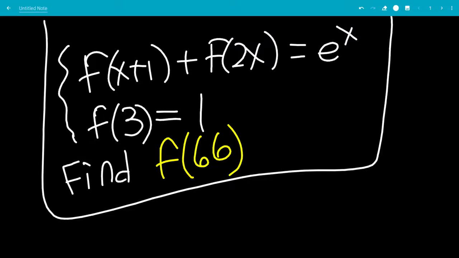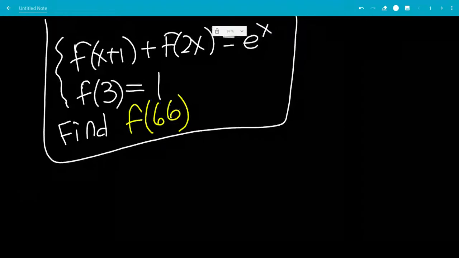In this video, we're going to solve the functional equation f(x+1) + f(2x) = e^x, f(3) = 1, and we want to find f(66). I made up this problem, so please let me know in the comments what you think of it.